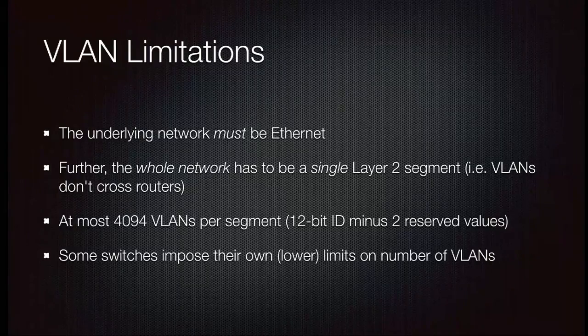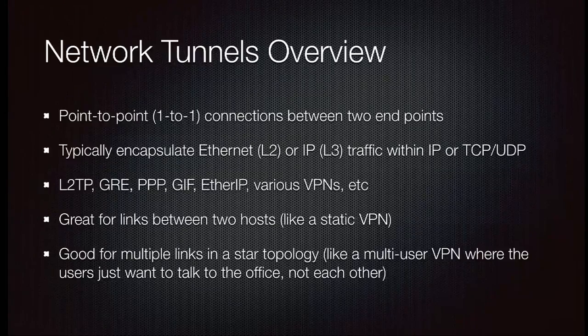So problems with VLAN, it has to be Ethernet. And it has to be the same Ethernet. If you want VLANs on one side of the data center and same VLANs on the other side of the data center, you've got to have the same Ethernet switch, Ethernet segment trunked all the way across your data center. You can't go across the router and expect to keep your VLAN tag. There's a limit of 4,000 VLANs, and some switches have much lower limits. Not to hate on VLANs, I use them all the time, but that's kind of some reasons you might want to look for something else.